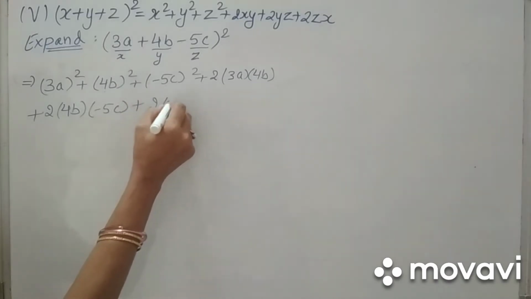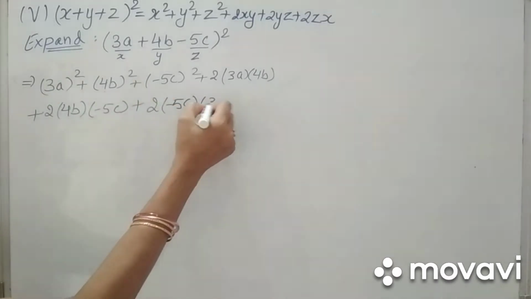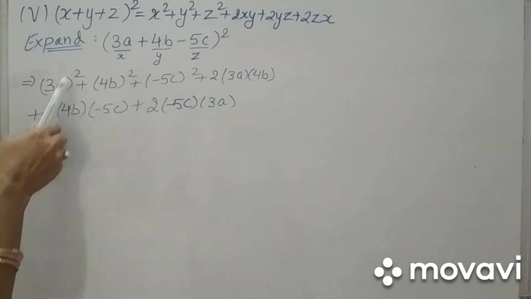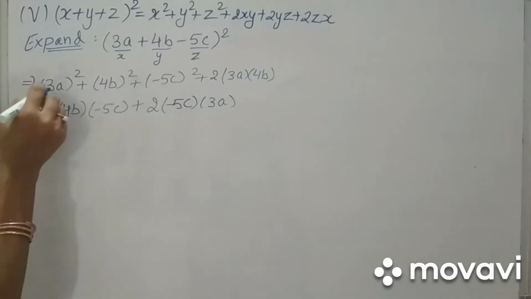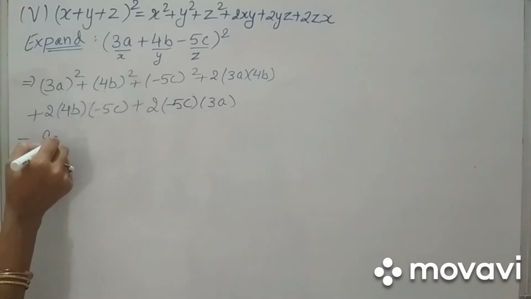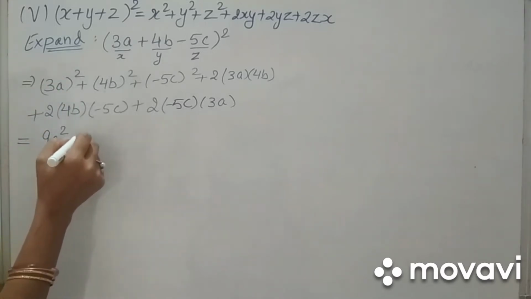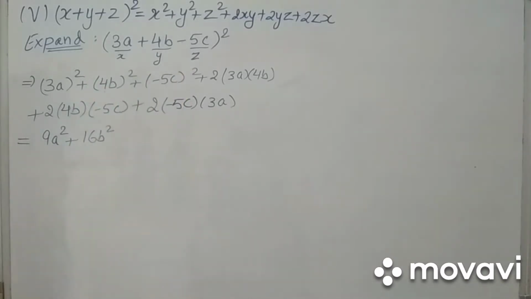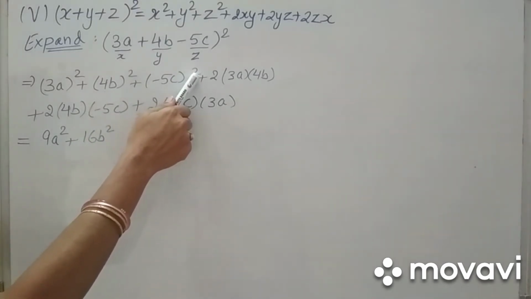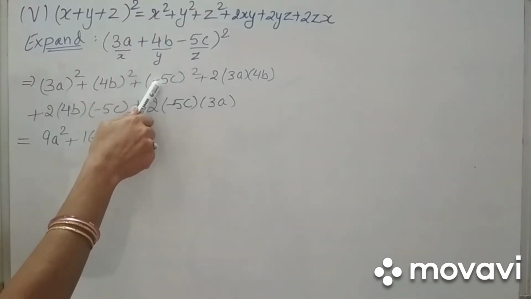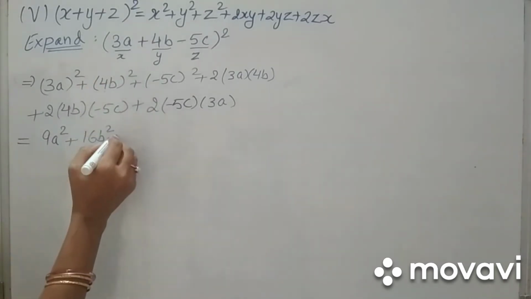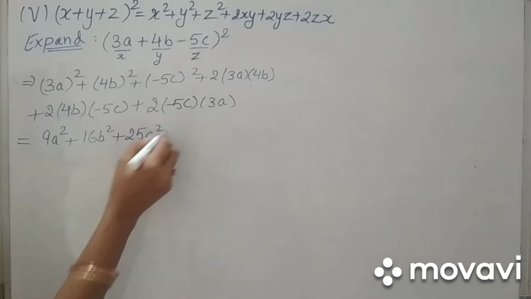Z is minus 5c and x is 3a. Now simplify it. (3a) whole square means square of 3 as well as a. So this will give me 9a square plus 16b square. Now square of a negative term would be positive. So what you have to keep in mind, if the degree is even and inside it is minus, it will always become positive. Square of 5 will be 25, and as I told you, it is positive.